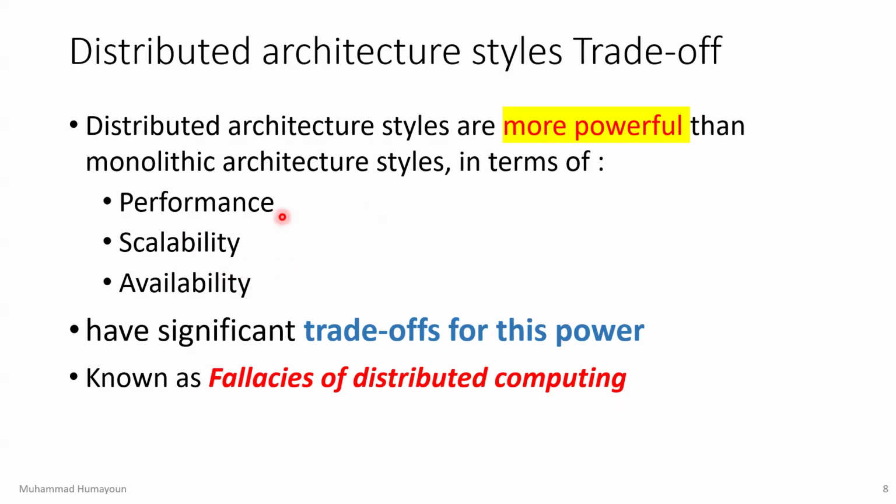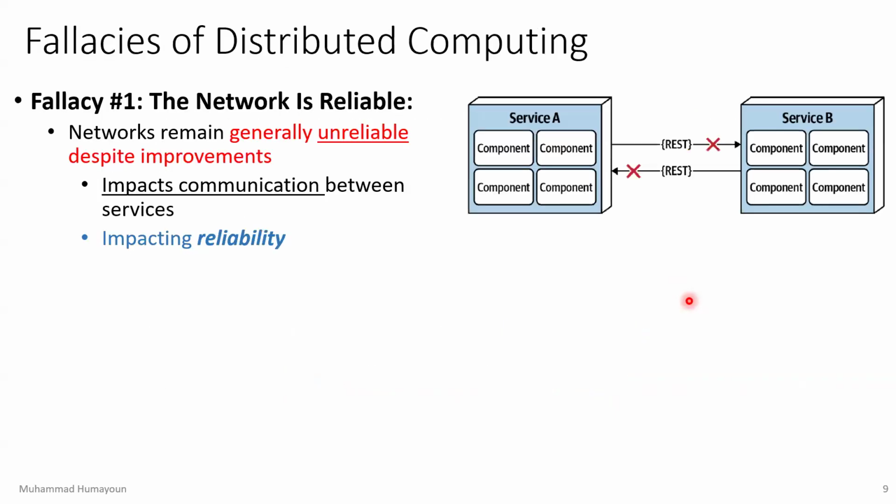However, when you add distributedness into the picture, there are some significant trade-offs to this power also. We call them the fallacies of distributed computing. Now we are going to look at what the fallacies of distributed computing are. Actually, what are the trade-offs of distributed architectural styles or distributed computing? So let's look at them one by one.